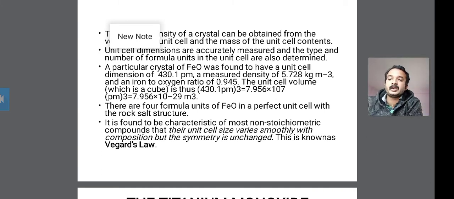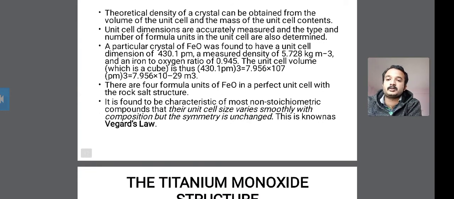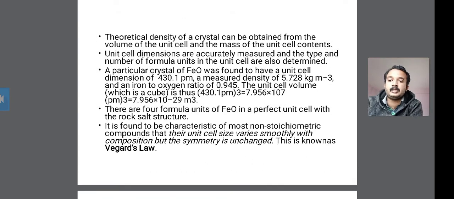Next, there are four formula units of FeO per perfect unit cell with the rock salt structure.